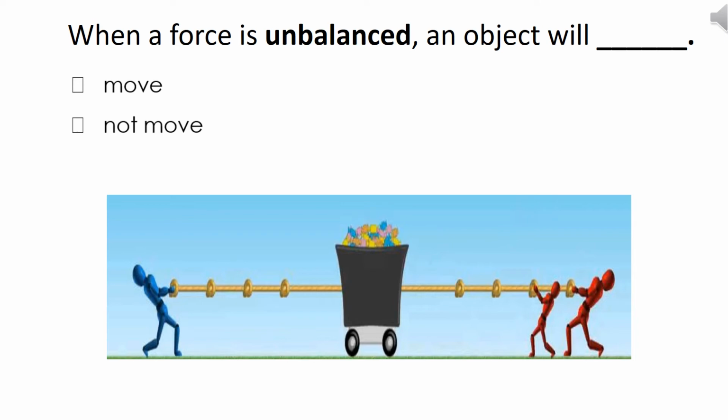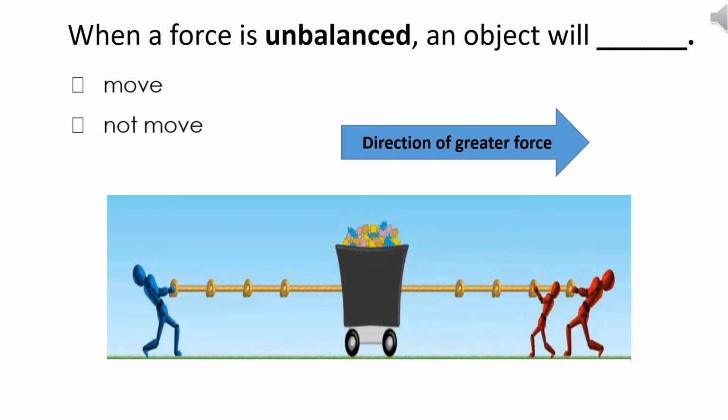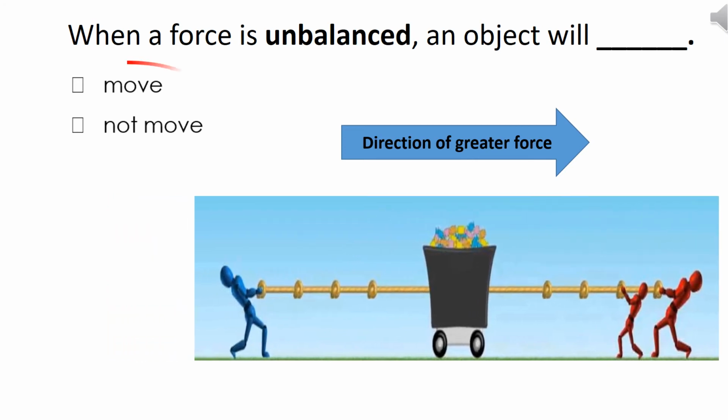When a force is unbalanced, an object will move or not move. We know that when we have a greater force, the object will move in the direction of the greater force. Therefore, the object will move in the direction of the red people.